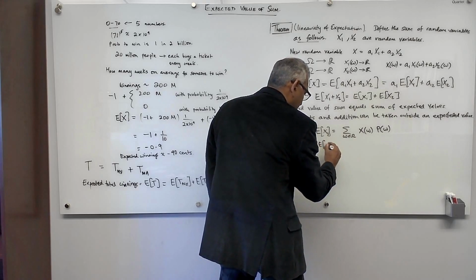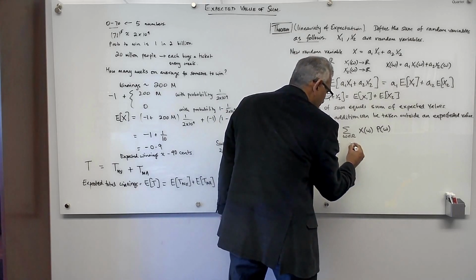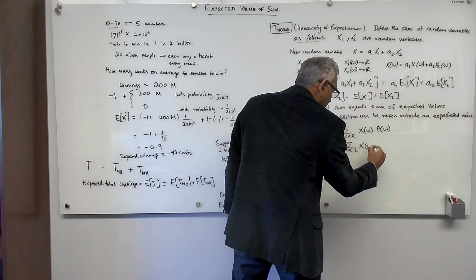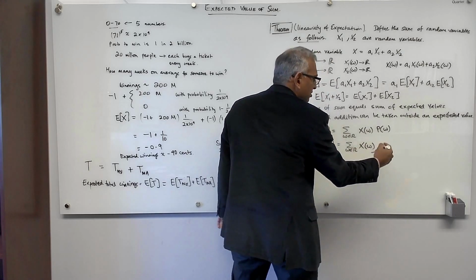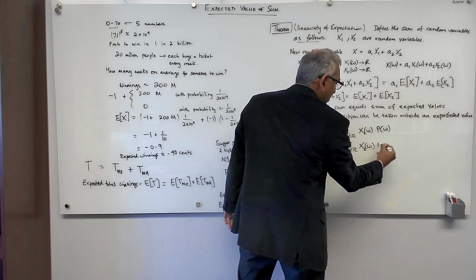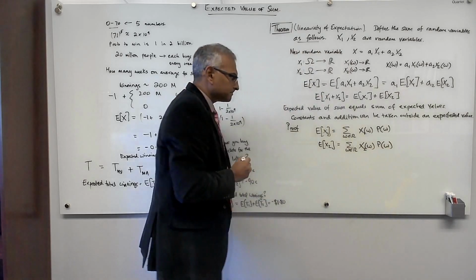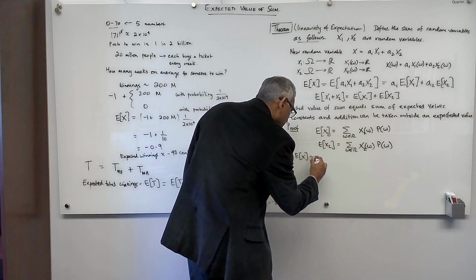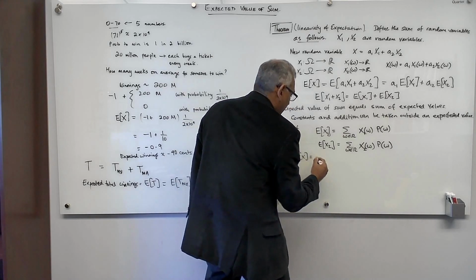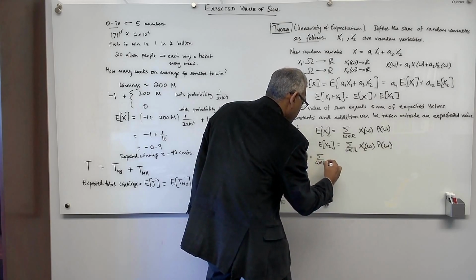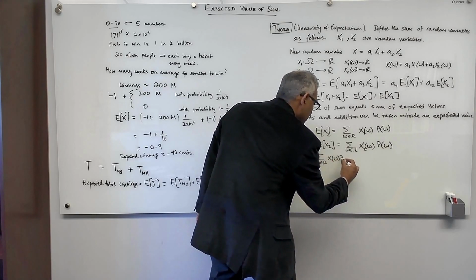The expected value of x2 is equal to the sum over your outcomes, the value of the outcome, i.e. the measurement, this is x1 and this is x2, the value of the outcome times the probability of the outcome. Okay, and the expected value of x is equal to the sum over outcomes of x of w, p of w.